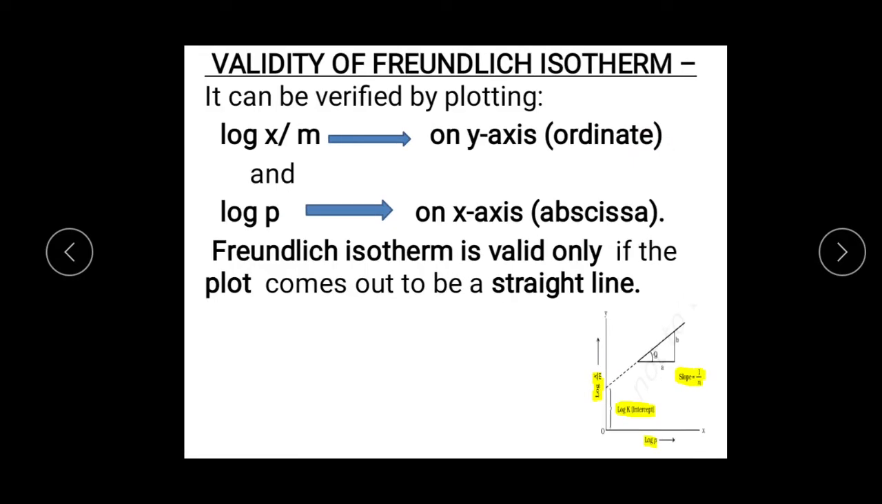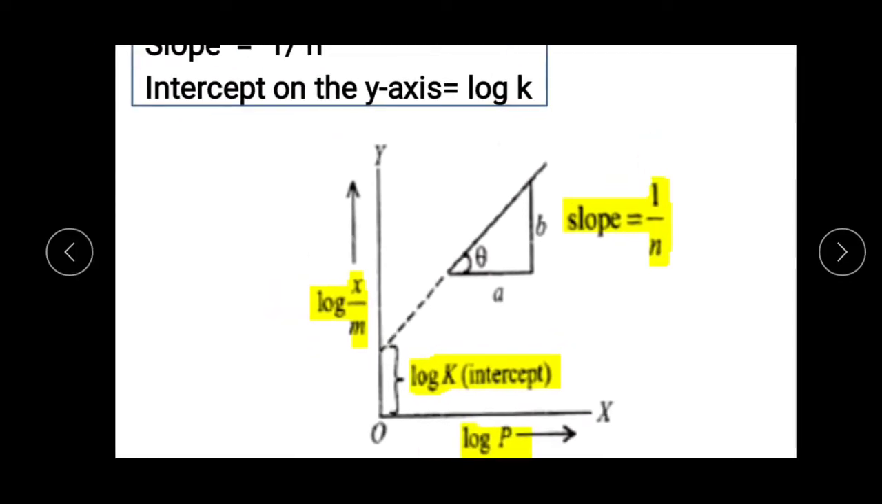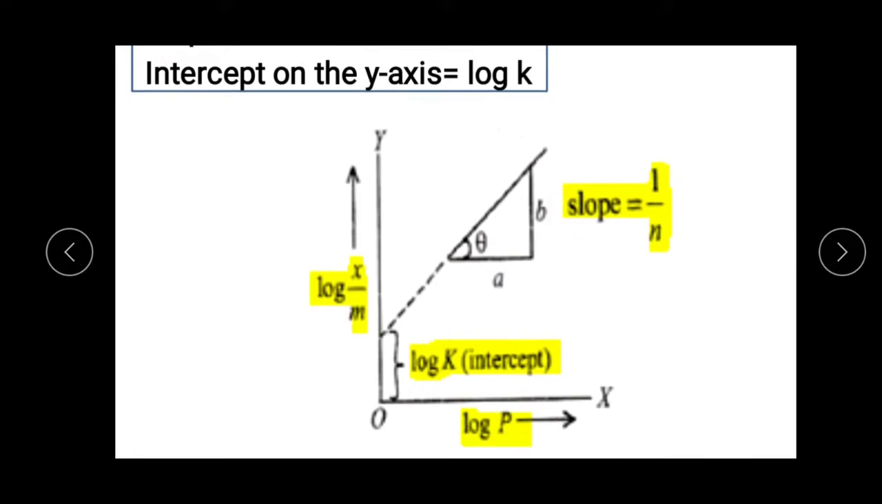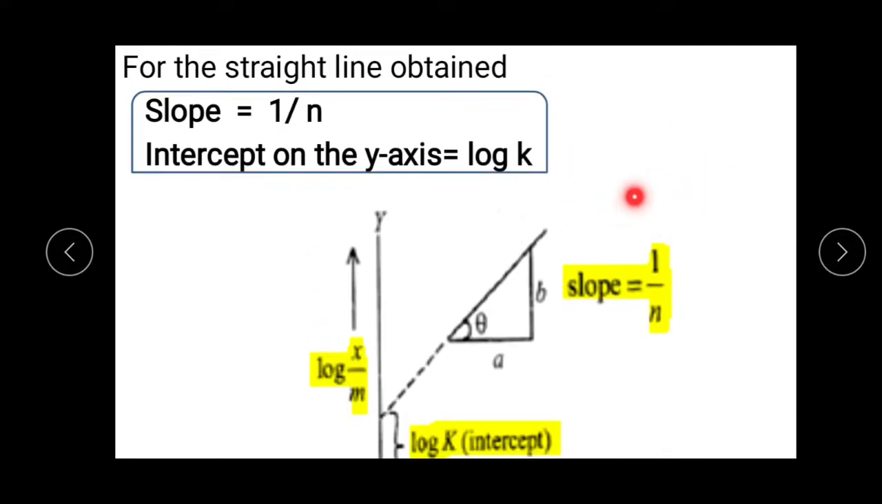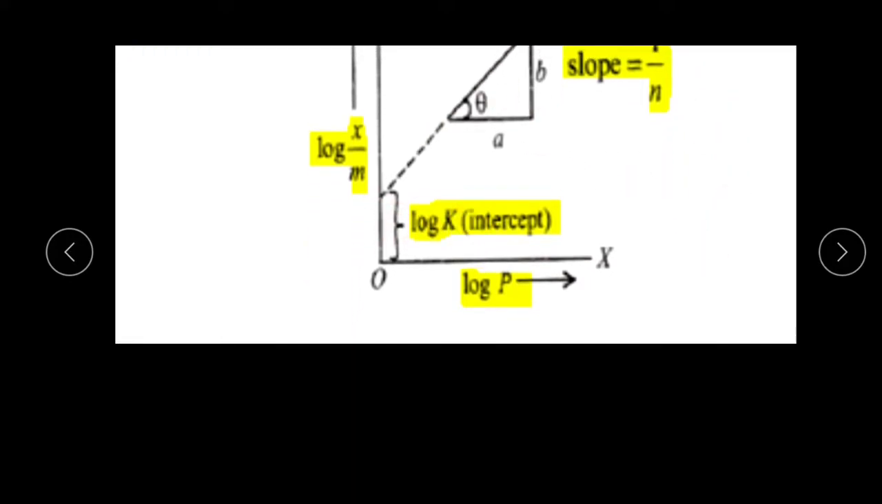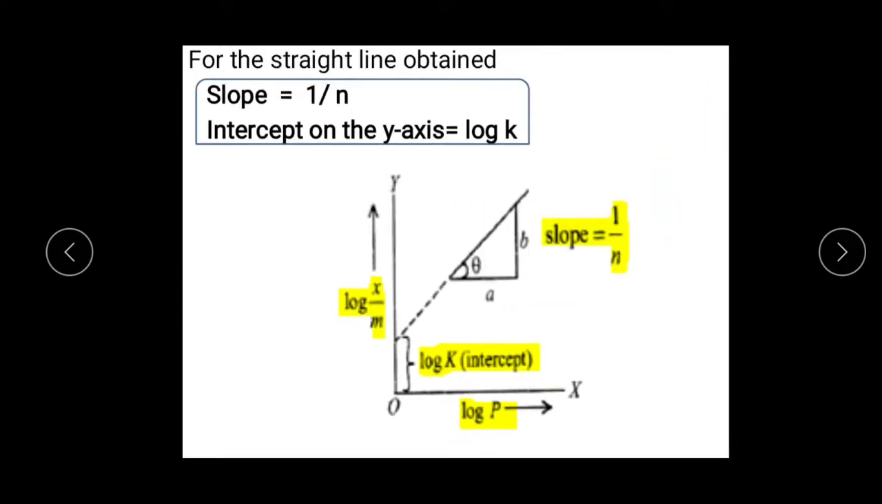After the validity of this isotherm, we move on to finding the slope. For the straight line which we got, the slope is 1 by n and the intercept is log k. These values you have to remember. It is important to remember these values of slope and intercept.